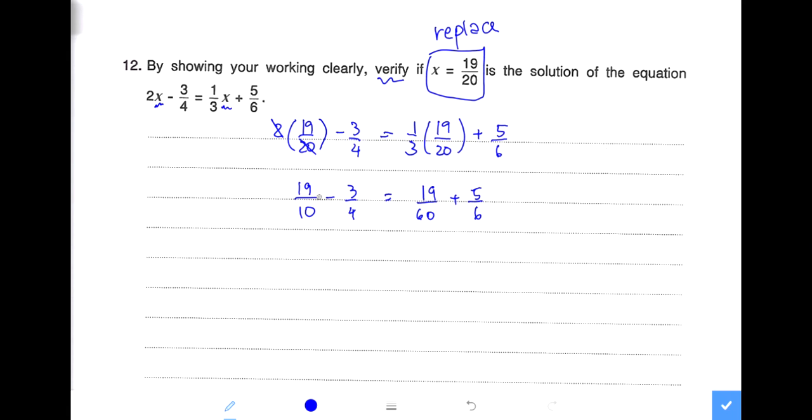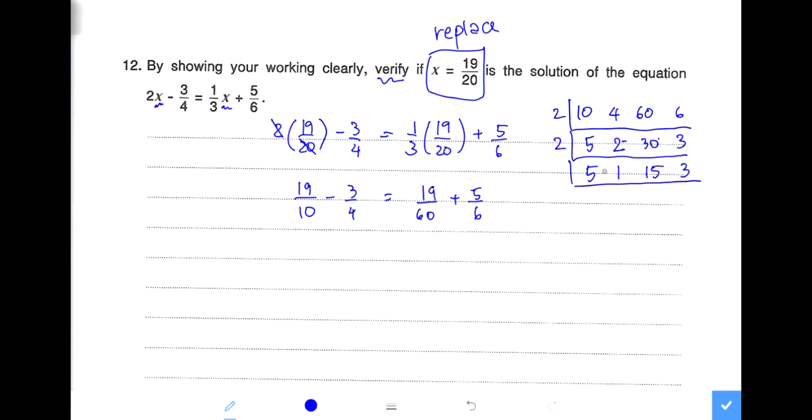Well, let's find the LCM. We have many fractions, okay? Let's find the LCM of 10, 4, 60, and 6. I'm going to divide all of them by 2. And then I think I can divide by 2 again because I have this 2 and 30. So I have a 1, 15, and 3 there. Now, 5 and 15, I'm going to divide by 5 now.